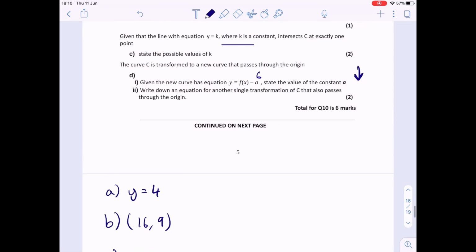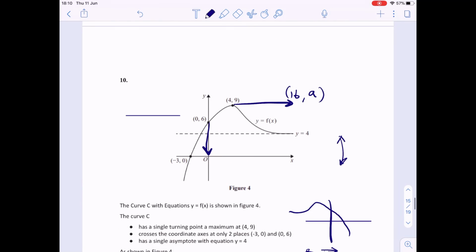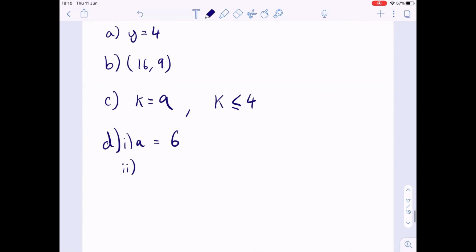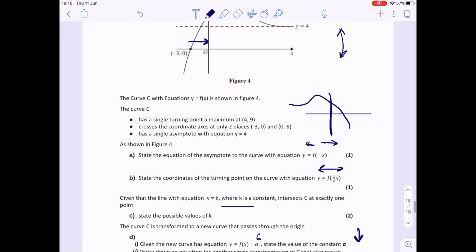And then part 2. Write down the equation for another single transformation of C that also passes through the origin. Okay, now a stretch of any kind is not going to do it because it can get very close but it won't ever touch. But another translation, but this time in the horizontal direction, will get us there. So that's a shift of 3 to the right. So that is f of x minus 3 will take us 3 places to the right.